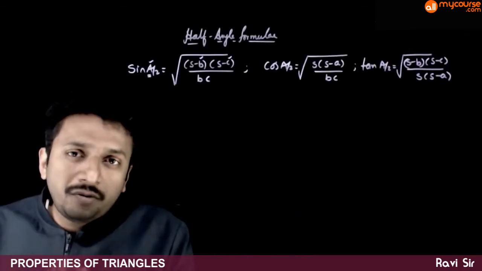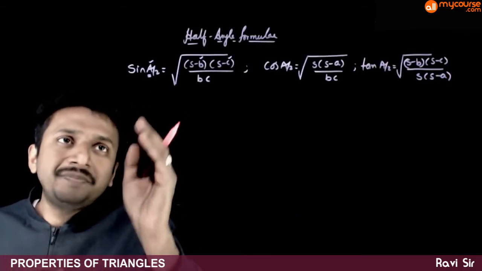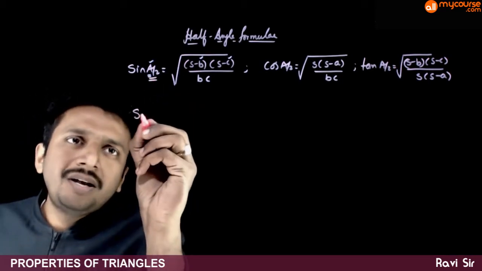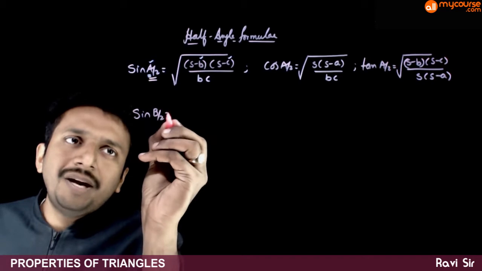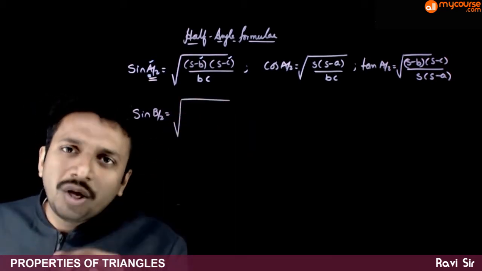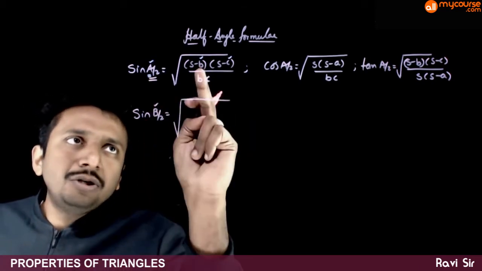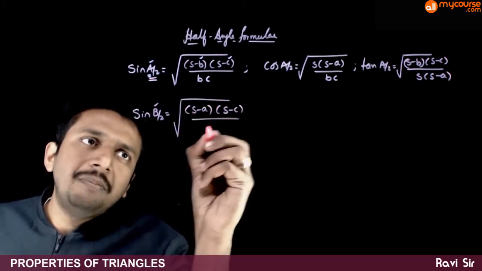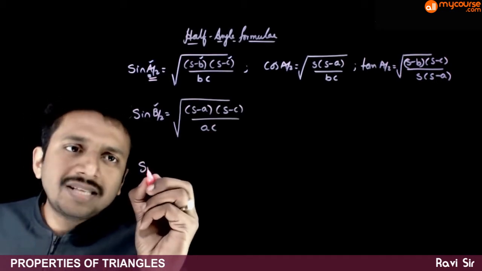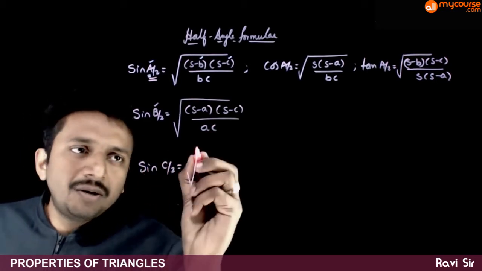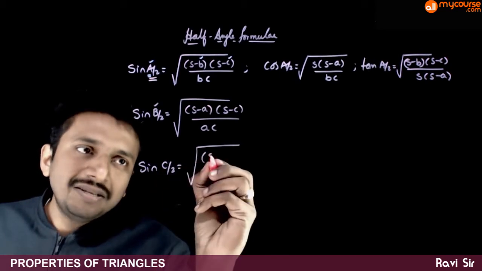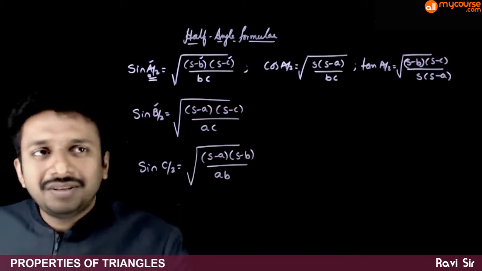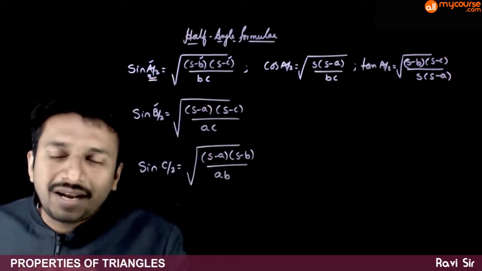So before moving forward, we need to understand that these formulas are not just limited to A by 2. If you want sine of B by 2, you take the square root of s minus a into s minus c by ac, because if you're using B here, you should not use b in the denominator. And what is sine C by 2? It's nothing but root of s minus a into s minus b by ab, since you should not use c. So this is how you extend the formulas to other angles.